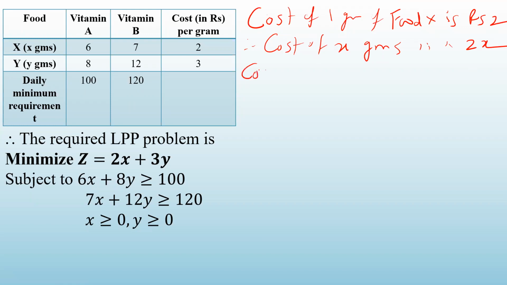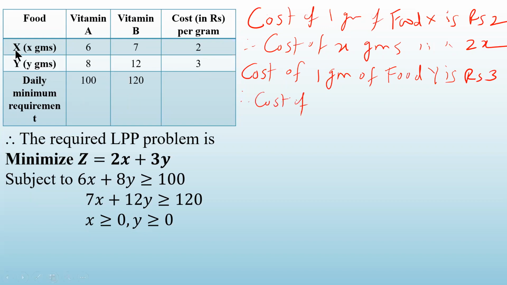Similarly, the cost of 1 gram of food Y is how much? Look at the table. The cost of 1 gram of food Y is 3 rupees. So if I ask you the cost of how many grams of food Y he is taking? Y grams. So the cost of Y grams of food Y will be 3 into Y. Okay, and the person is eating both types of food, X and Y. So what is the total cost?